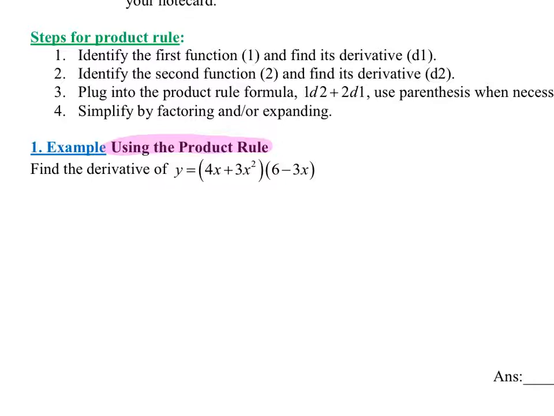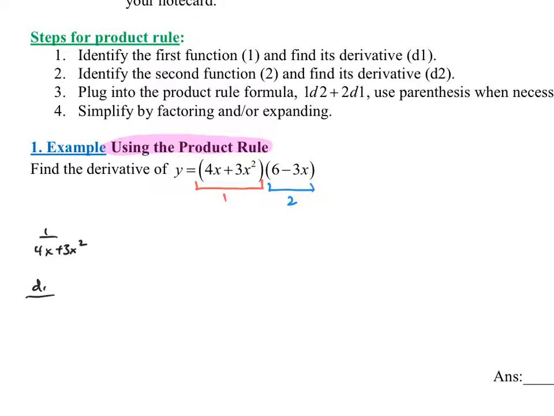So let's take a look. Here's what the product rule is. I have one function and I have a second function and I'm multiplying them together. The first thing I need to do is look at the first function and then find the derivative of the first function. Well, this isn't too bad. The first function is 4x plus 3x squared.